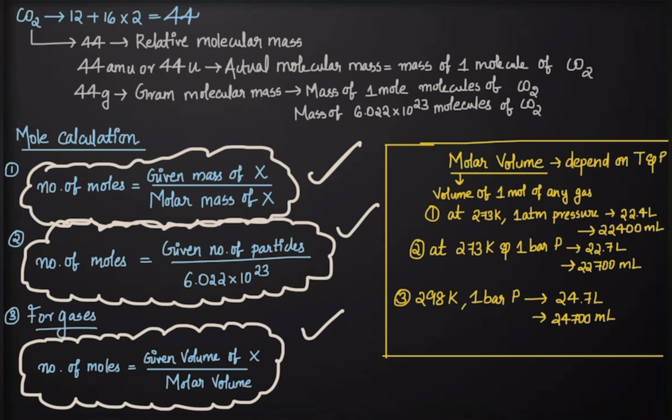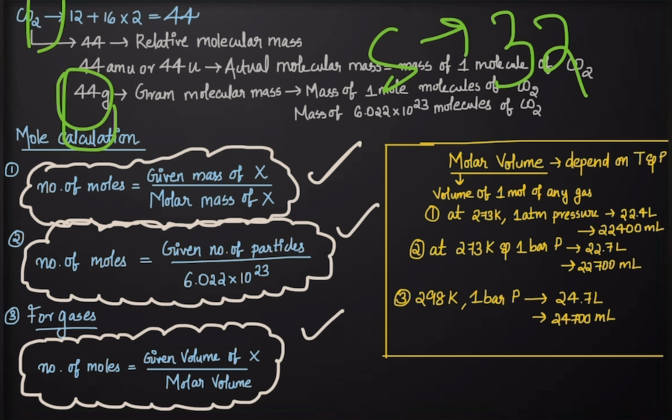Number of moles is the given mass of element X divided by the molar mass, that is, the mass of one mole of particles. In the case of oxygen it is 16, in the case of sulfur molar mass equals 32, and in the case of carbon dioxide molar mass equals 44.